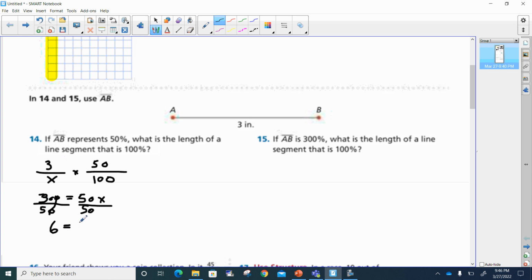So my answer is 6. All right? Since it's 3 inches, this has to be 6 inches. I don't know why I put a 6 equals 6. It should be an x on this side. My apologies for that. And so it'd be 6 inches.